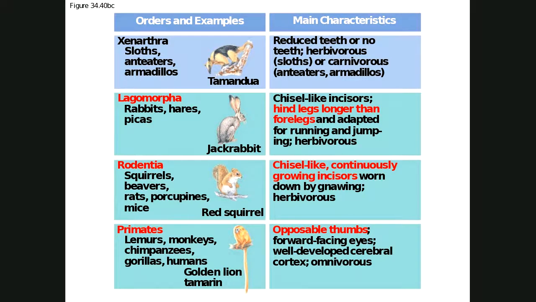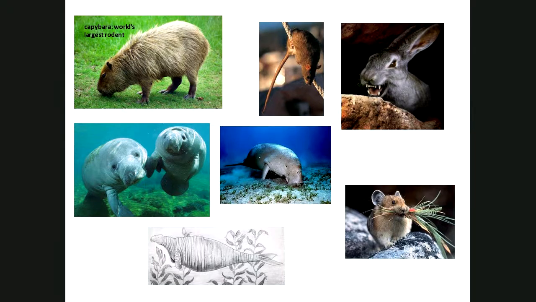Here are some examples of mammals. A capybara in the upper left, that's the world's largest rodent, found in South America. That's a big rodent, isn't it? They actually eat them down there. They look like they're big enough to eat.